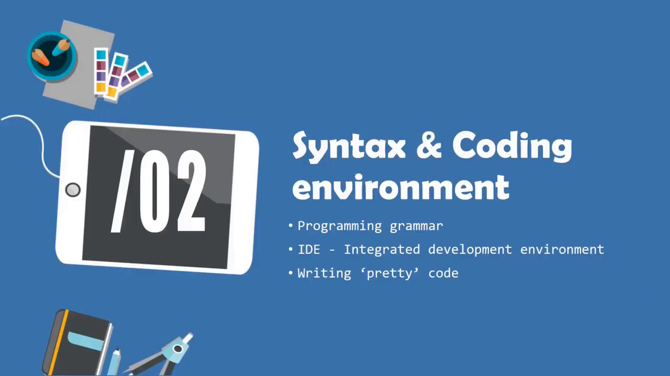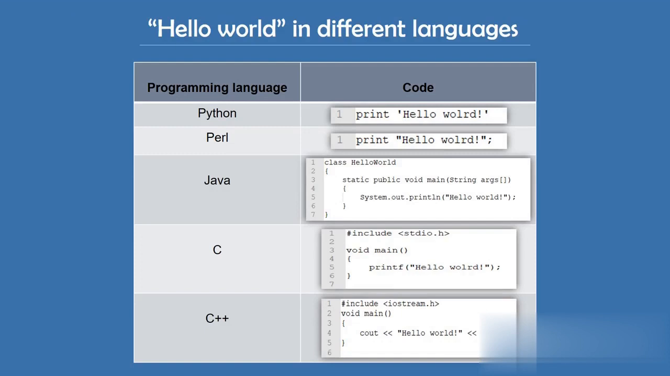The concept number 2 is syntax and coding environments. Syntax is essentially the grammar of a programming language. Although it differs from one language to another, there's a lot of similarities and patterns. For example, something simple like printing out "Hello World" looks different in all these languages, but you can see that it's almost the same in Python and Perl.